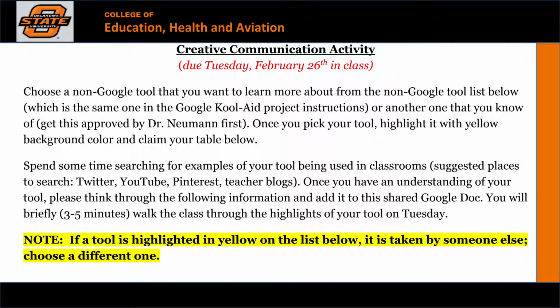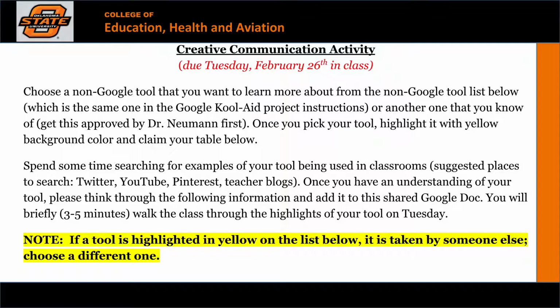First, you're going to choose a non-Google tool that you want to learn more about. I have a table of options that you can choose from. If you have a different tool in mind that's not on there, just get in touch with me because I'll probably let you do it, but I just need to know what it is first. Once you pick your tool, you're going to highlight it in yellow background color. That's just to tell everyone else in class that someone else has claimed it.